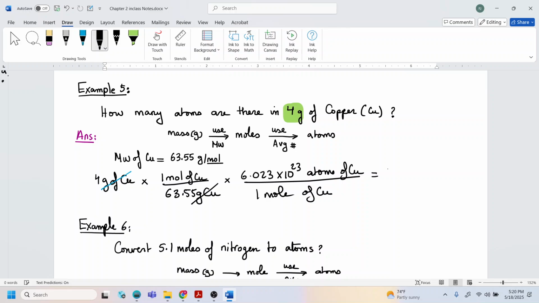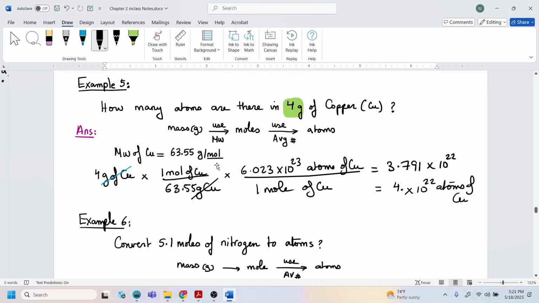Okay, do the calculations and get the answer in here. Please mind the sig figs. You need one significant figure, so that is going to be rounding to times 10 to the 22 atoms of copper. Okay, so it's going to be 4 times 10 to the 22 atoms of copper.